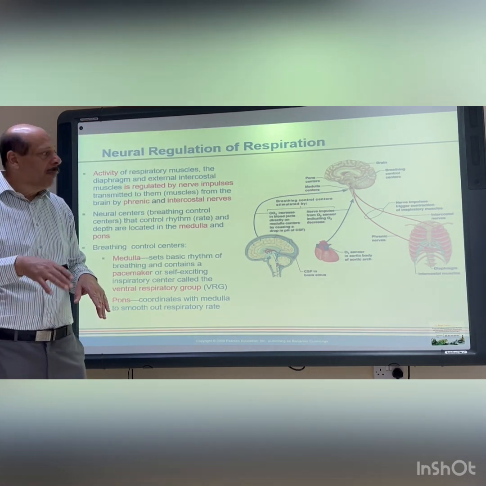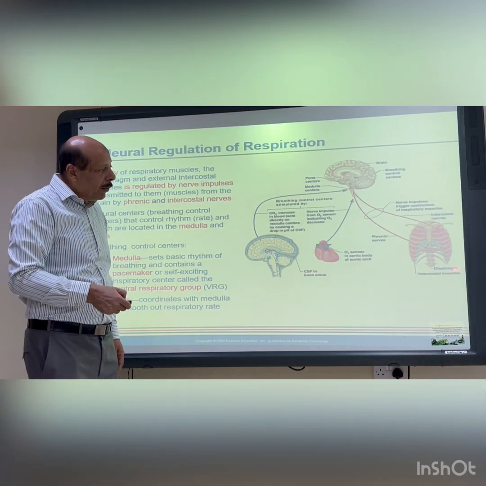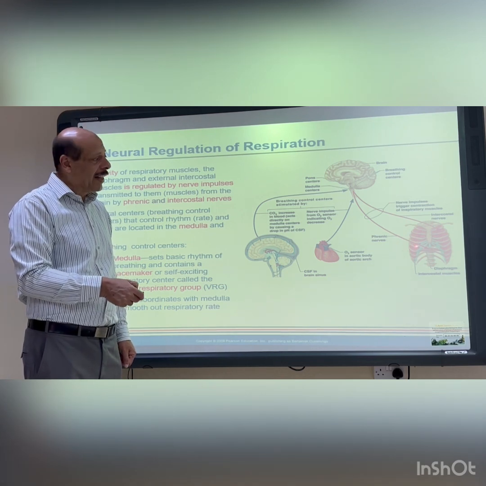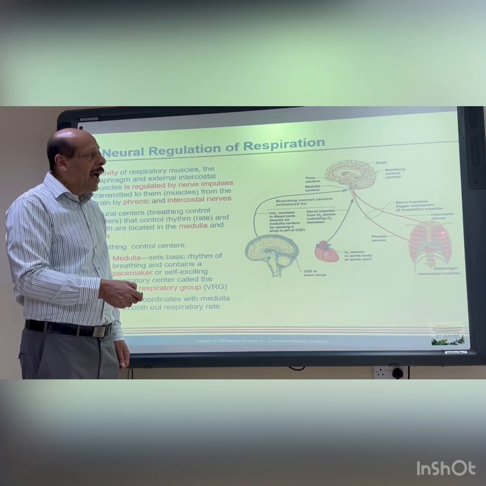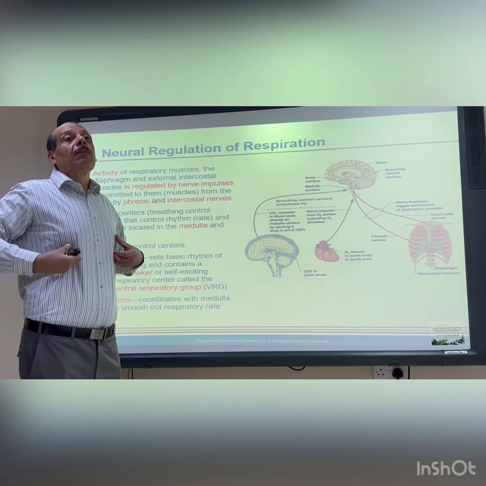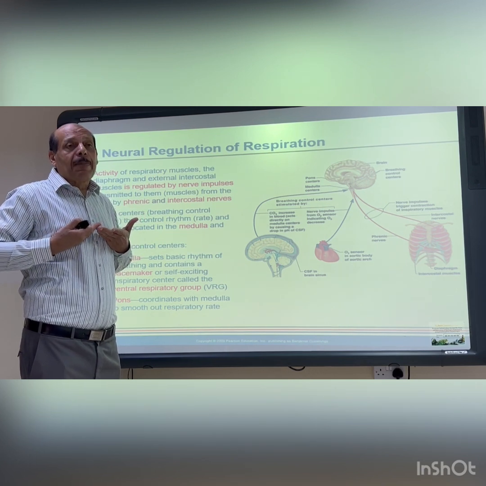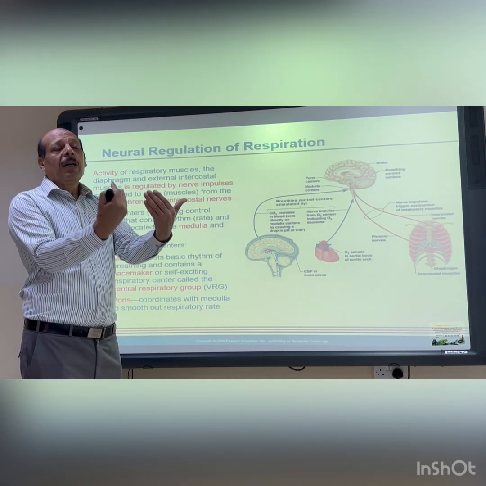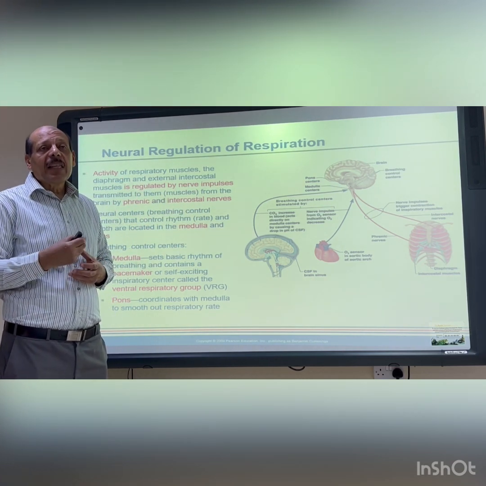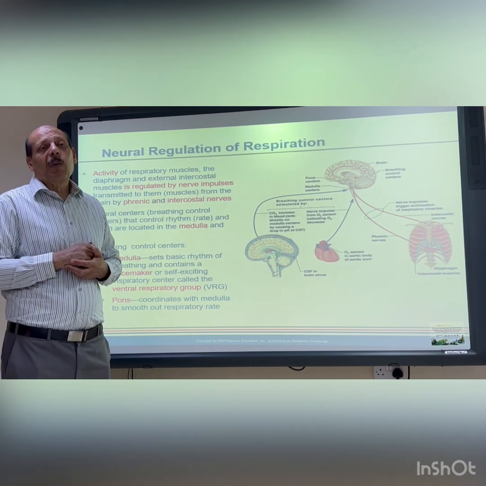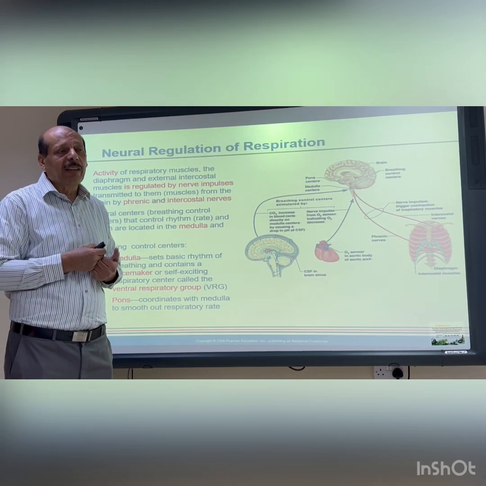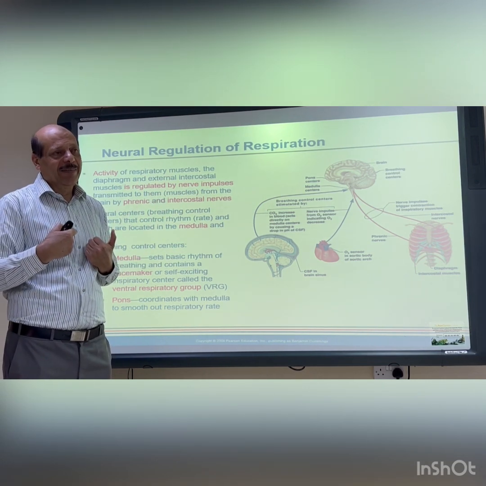When it is going down, the space inside the chest will be more, and it will create more negative pressure. And when the intercostal muscles contract, they raise up the ribs. So the chest cavity also will have more capacity, and this will create more negative pressure inside. So the air will come inside during inspiration.